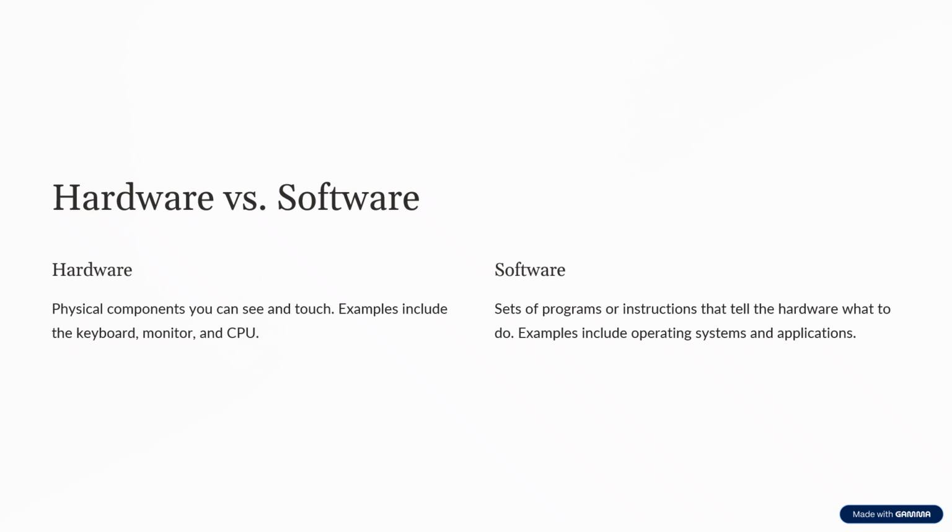Some computer related terms: so, what is hardware and also software? Hardware is the physical components that you can see and touch. Some examples of hardware devices are the keyboard, monitor, and the CPU. Then what is software? Software is a set of programs or instructions that tells the hardware what to do. One more definition is also there: software is a set of instructions that carries out a particular task.